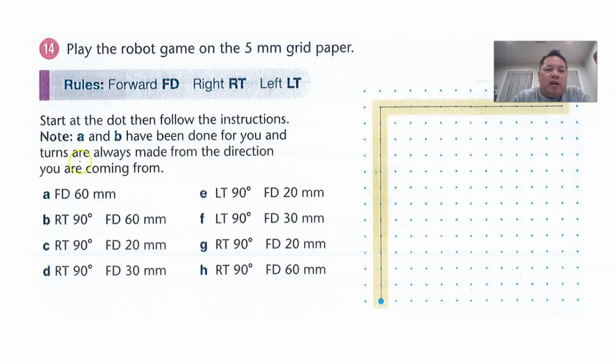You know, with FD means forward, RT is right turn, LT is left turn. Okay, so just follow instruction. Like for this case, from here you go forward 60 mm, so that's 60 mm. Each two gap is 10 mm, which is 1 cm. 1, 2, 3, 4, 5, 6. Then you make a right turn 90 degrees, then forward another 60 mm, so you can come here.